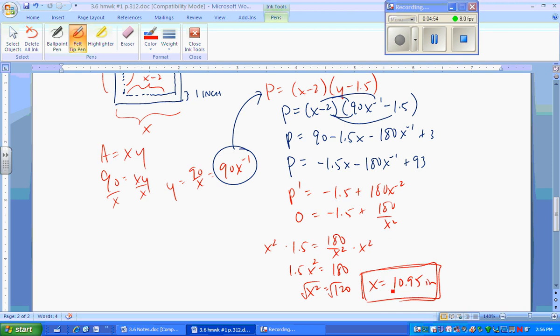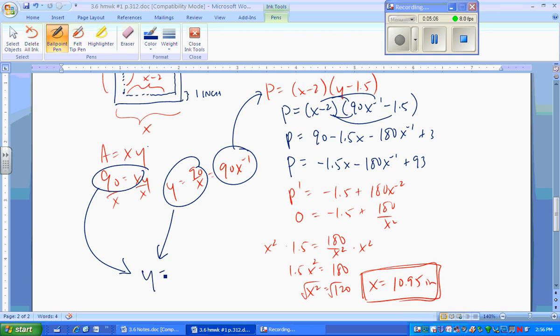And then to find out what y is, we could plug that back into our equation over here. 90 equals x times y, or y equals 90 divided by x. So y equals 90 divided by 10.95, which gives us 8.22 inches.